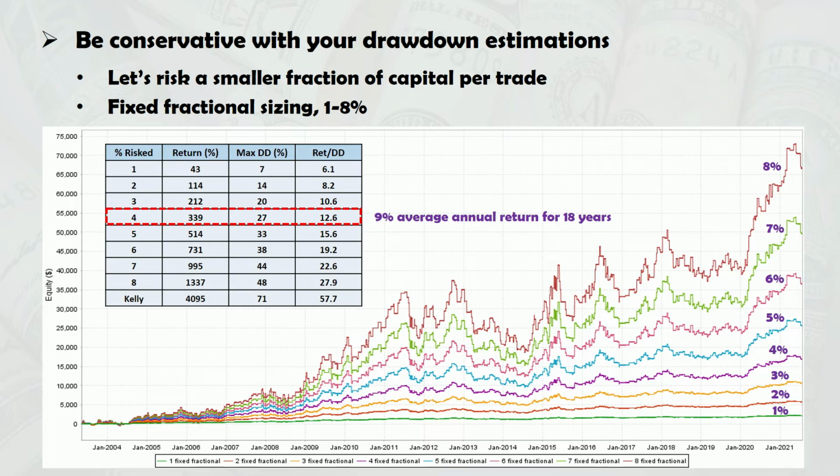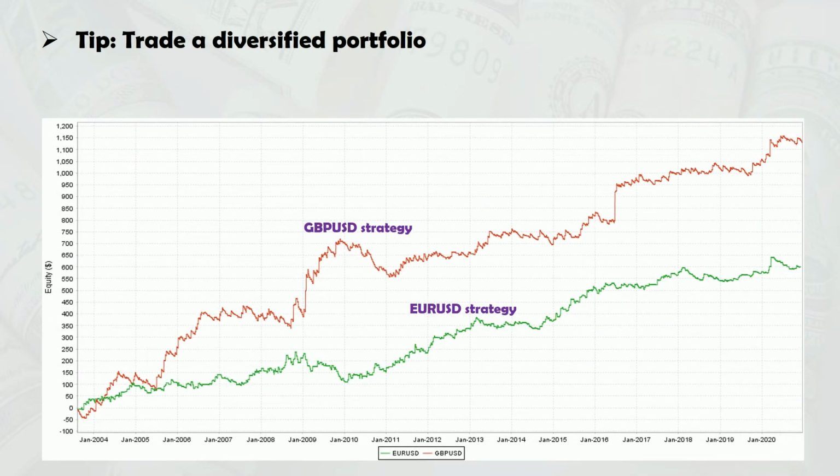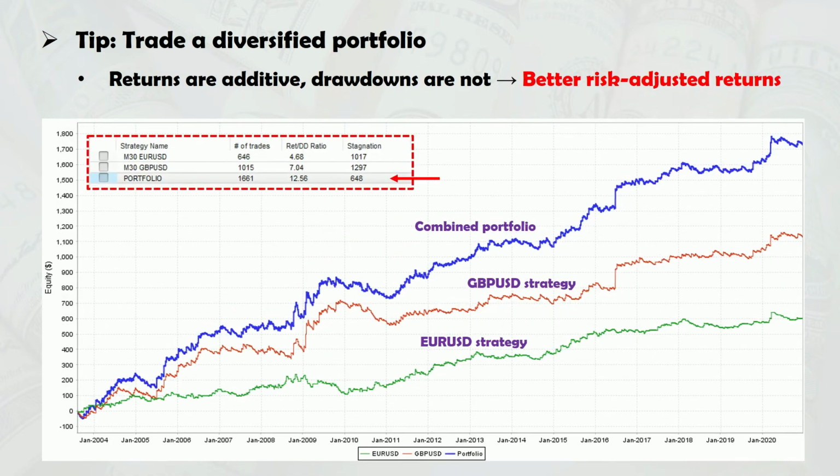If you're hungry for better performance, a prudent option will be to trade a portfolio of uncorrelated strategies. Returns are additive, but drawdowns are not, thus giving you better risk-adjusted performance.